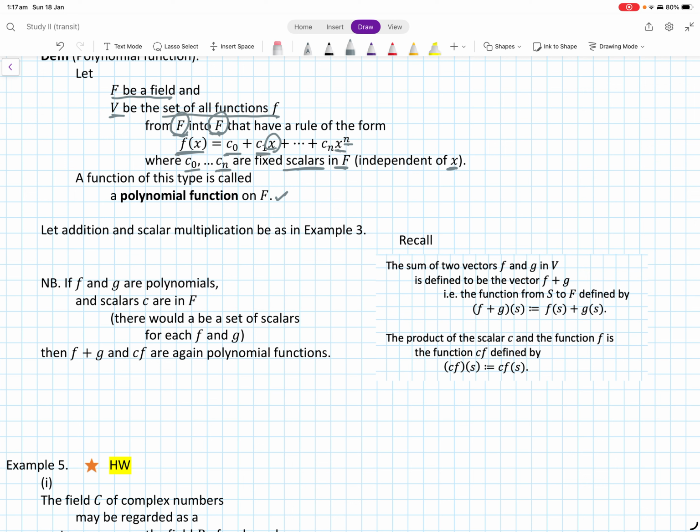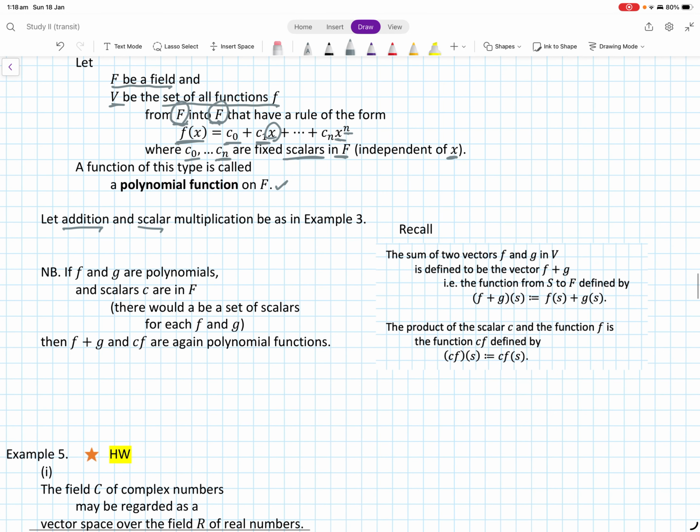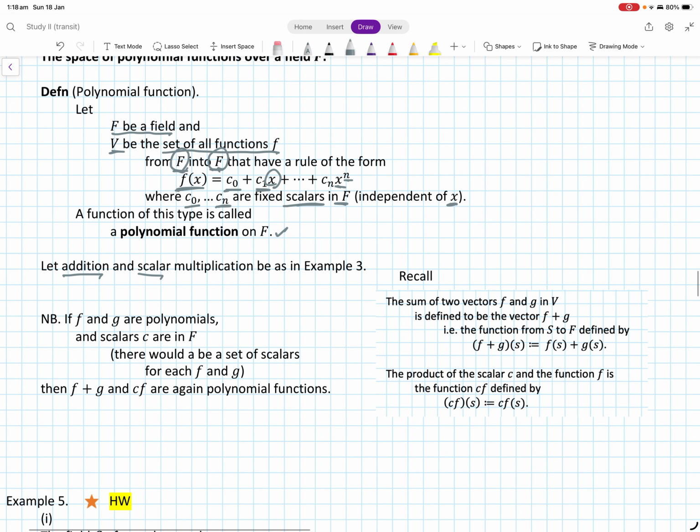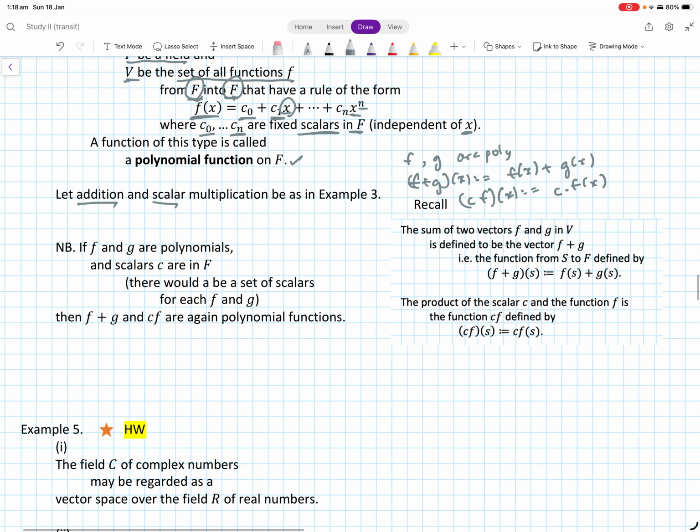And now what we're going to do is define addition and scalar multiplication just as we did in example 3. Suppose that we want to add f and g, these are polynomials, right? Then f plus g is defined as f at x plus g at x. And scalar multiplication is also similar: c f of x is defined to be c times f of x. So it's exactly the same, nothing complicated.